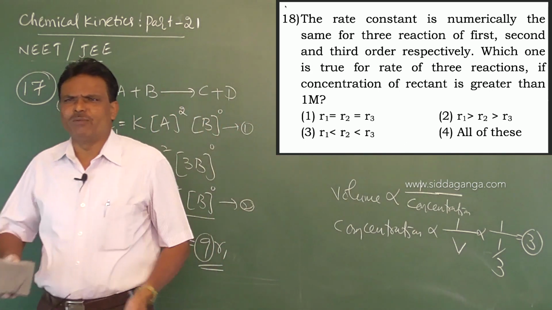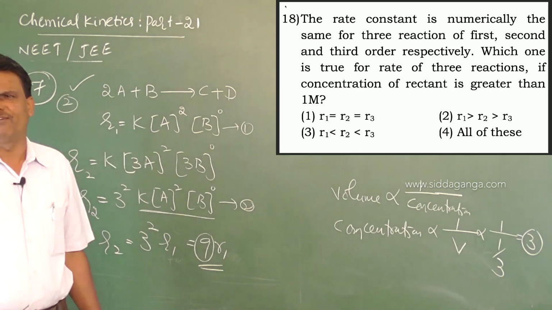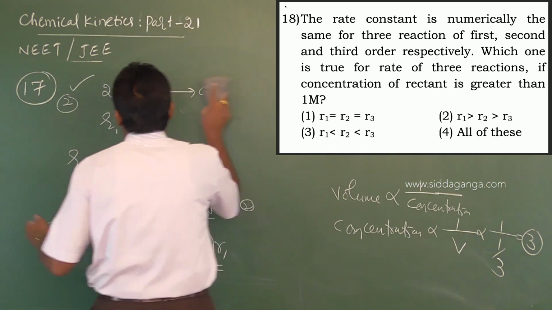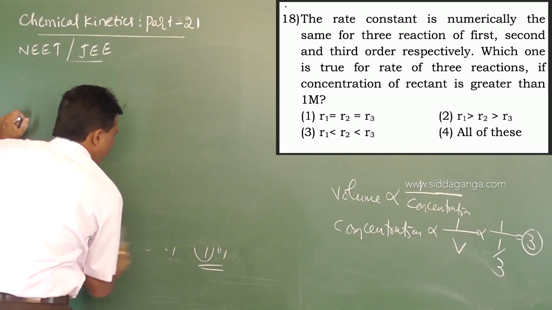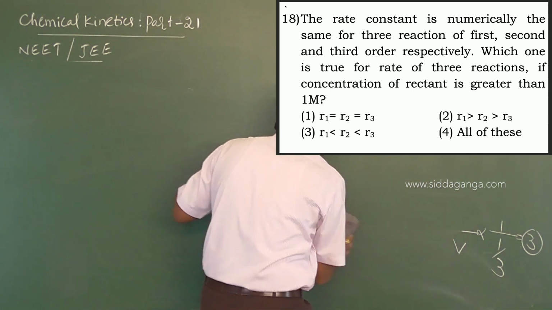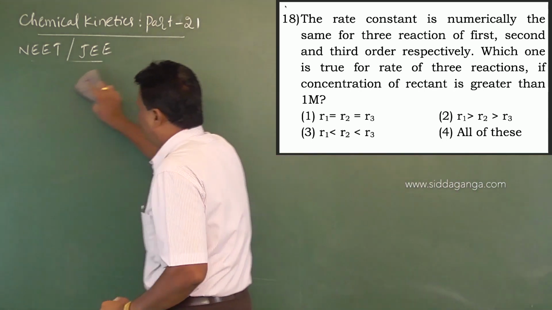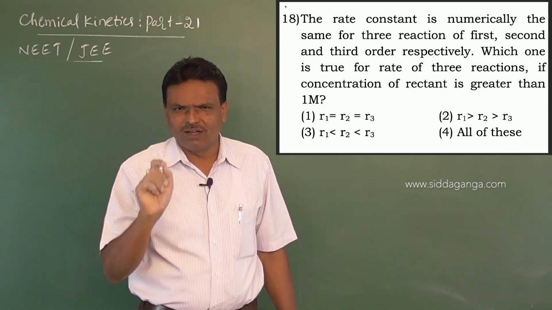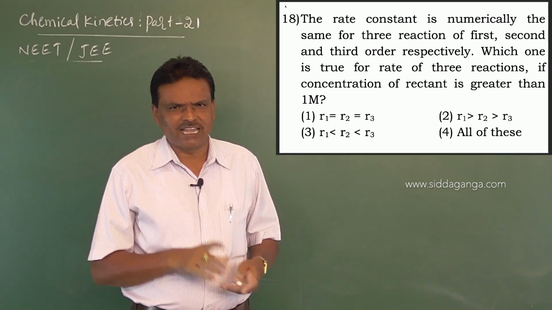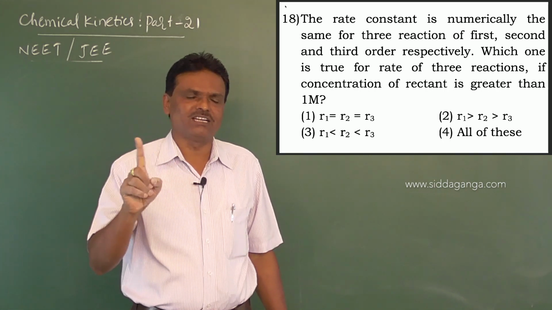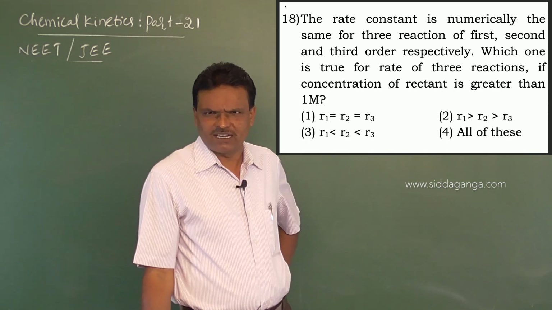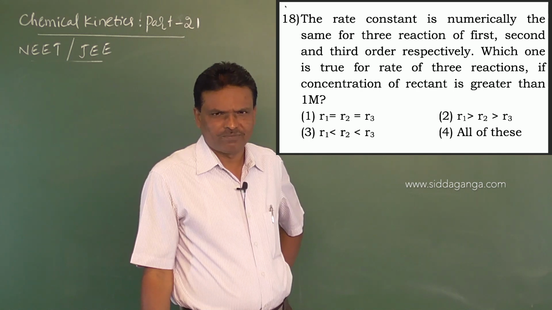Rate constant is numerically the same for 3 reactions of first, second and third order respectively. So what is meant by the rate constant? The rate constant is nothing but the rate of reaction when the product of molar concentrations of the reactants is taken as unity. So the rate constant is numerically the same for 3 reactions of first order, second order, third order respectively.